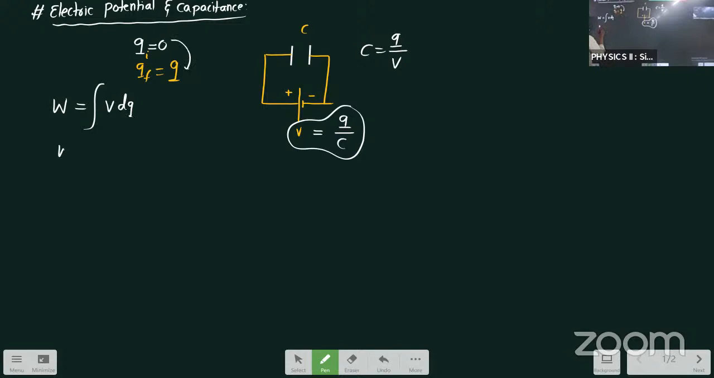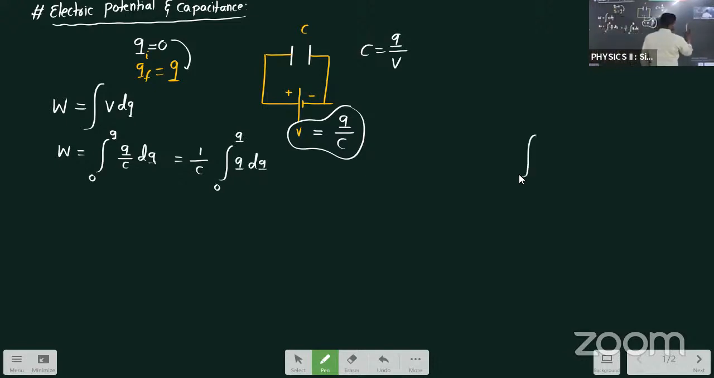So that is given as W is equal to integral from 0 to Q, where the initial charge was 0 and the final charge is Q. And what is the value of V here? The value of V is Q divided by C, into dQ. So here C is constant, whereas Q is variable. So this will become 1 by C integration from 0 to Q of Q dQ. And what is the formula for integration of x power n dx? It will become x power n plus 1 divided by n plus 1. Similarly, what will be the formula for Q dQ?